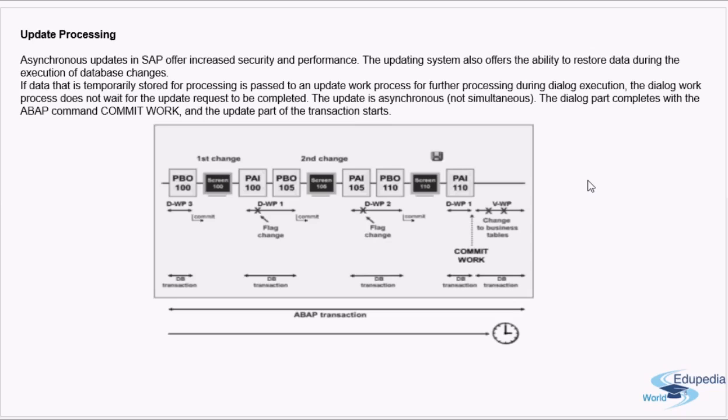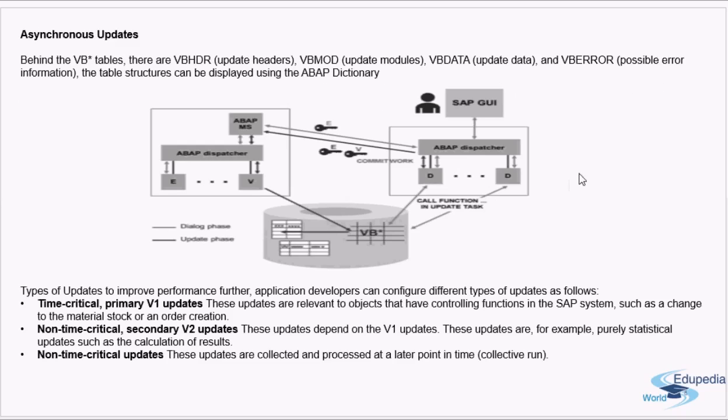Okay. Now, n number of dialog work processes, if they have some updations to be carried out, will leave all that to the update work process. So for these updations to be taken care of and be consistent, we have different tables.